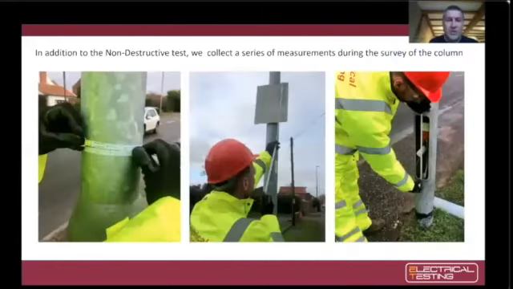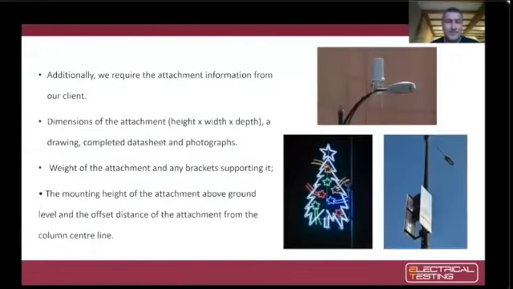In addition to the structural test, we need to take a series of measurements at the same time. We complete a data sheet, and in that data sheet, we're measuring the circumference of the shaft, of the base compartment. We need to record any existing attachments that are on the column and add those to the data sheet. And then we need to take a series of measurements from ground level so that the design consultant has the full specification of the column.